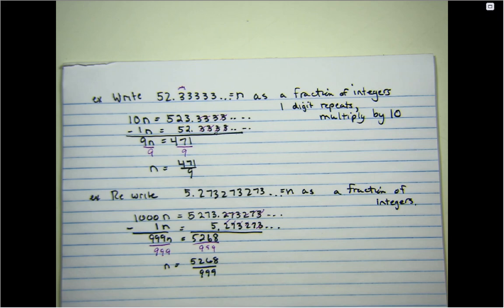So we can take our repeating decimals and turn them back into rational fractions with integers in the numerator and denominator. Anybody have any questions?